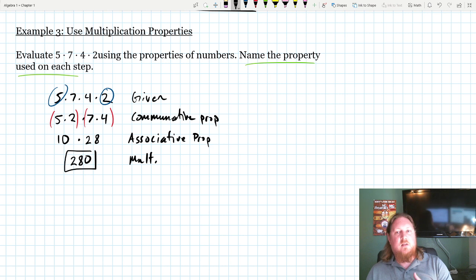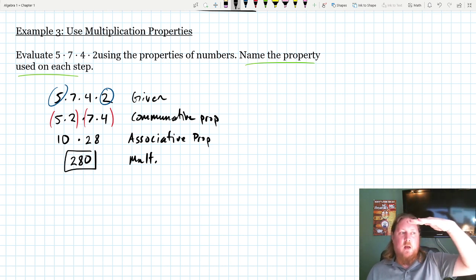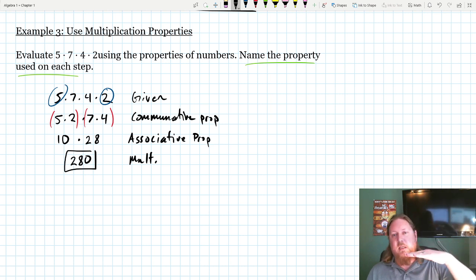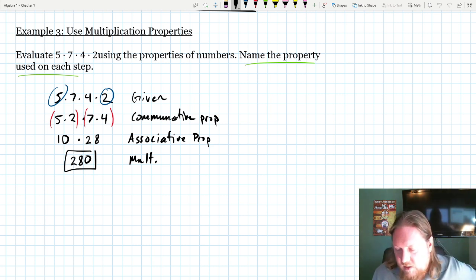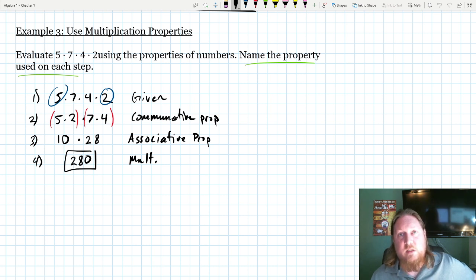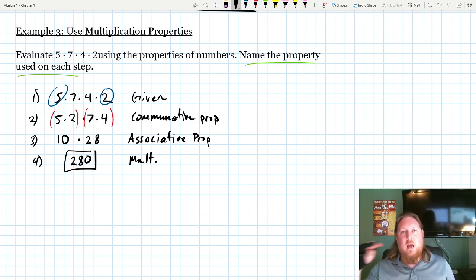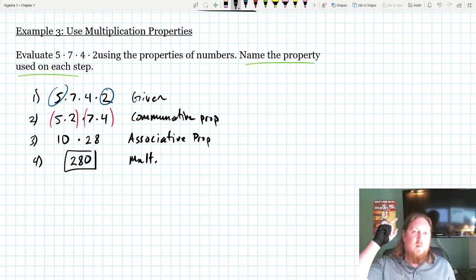Notice with each of these things as I'm describing them, I take where I am, and then whatever I did to get to that step. So here, this is like step 1, step 2, step 3, step 4. Step 1, I'm just writing down what was given to me. Step 2, how did I change from step 1 to step 2? I used the commutative property. How did I change from step 2 to step 3? I used the associative property. So the line that you're using to describe is, what did I do to get from the last step down to the step I'm at now?